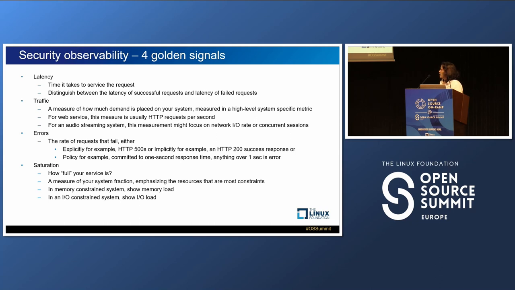I'm taking a web service application, the rate of requests, explicitly, for example, like the HTTP, or implicitly by the 200 success responses that are happening. Or policies, for example, is committed. You can have metrics like if the response is not coming within the defined time frame, like 1 second per response time, then those responses can be considered as errors or not. So this can be one of the criteria based on the policies that are being defined.